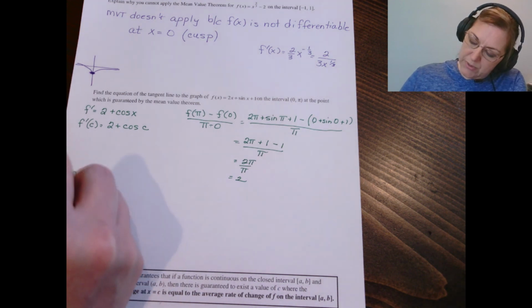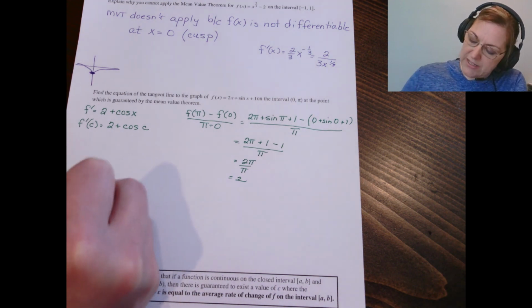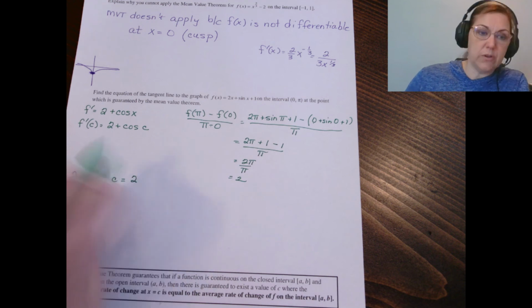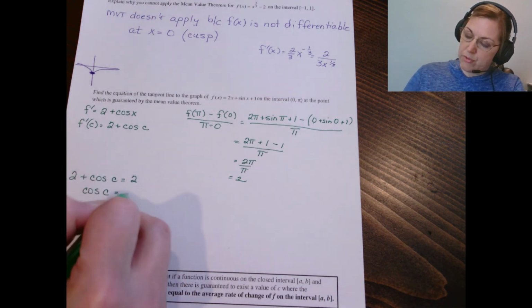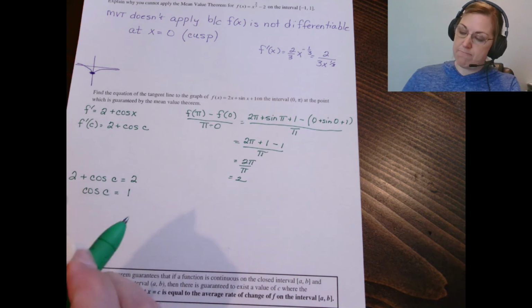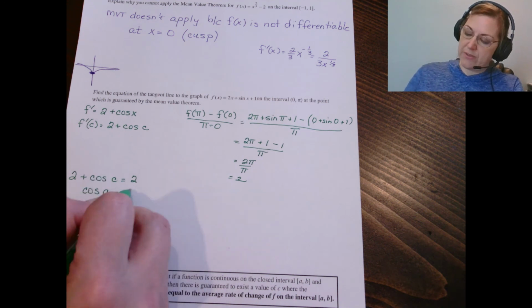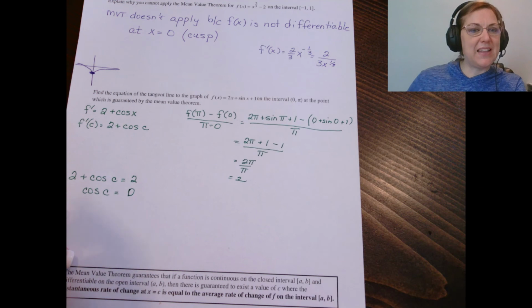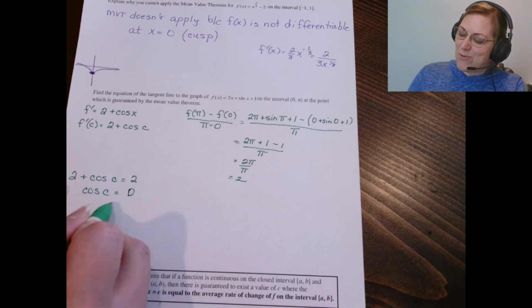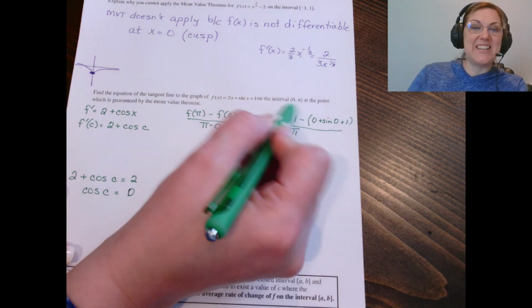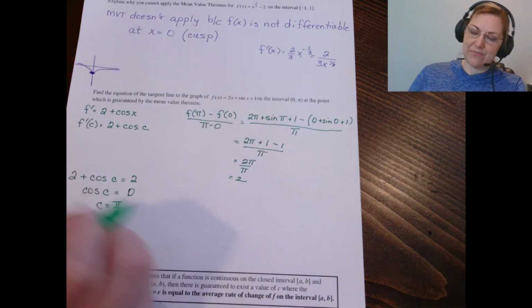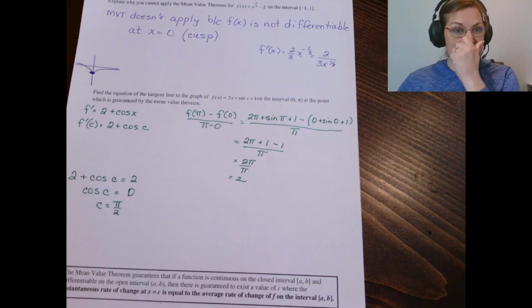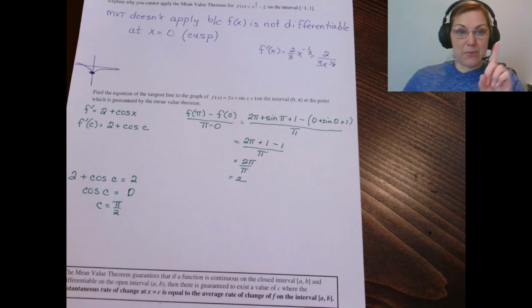Okay, so I'm going to set these two equal to each other. 2 plus cosine c equals 2. So cosine c equals 0. Excuse me, I had to think about that for a minute. And where is cosine equal to 0 on this interval? And that's at pi over 2.